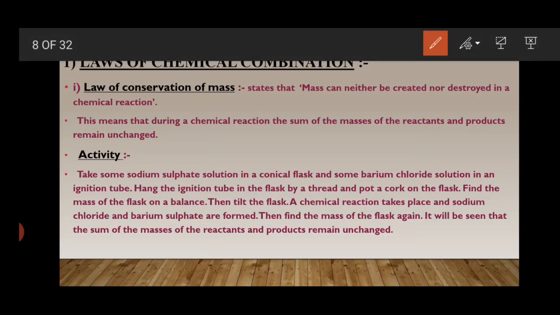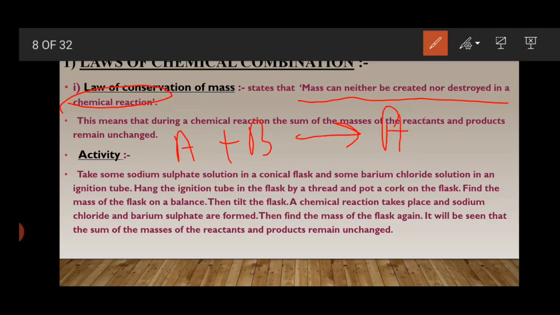Now let's see. Now we will discuss the laws of chemical combination. The law of chemical combination is made up of several laws: the law of conservation of mass, the law of definite proportion, the law of multiple proportion, and the law of reciprocal proportion. Let's start with the first law, the law of conservation of mass.